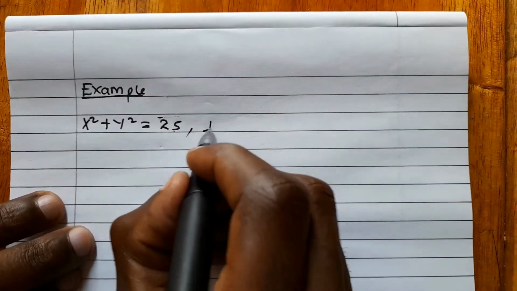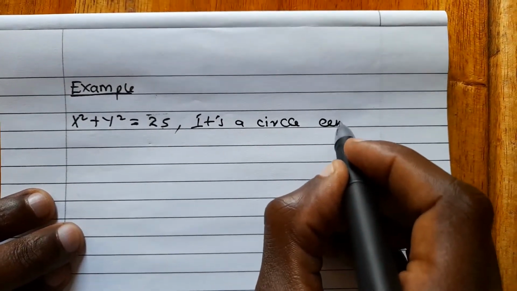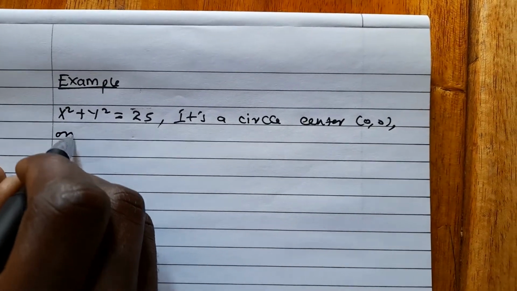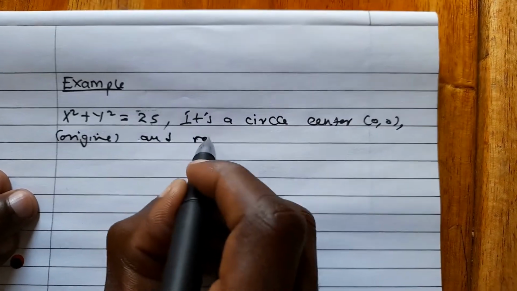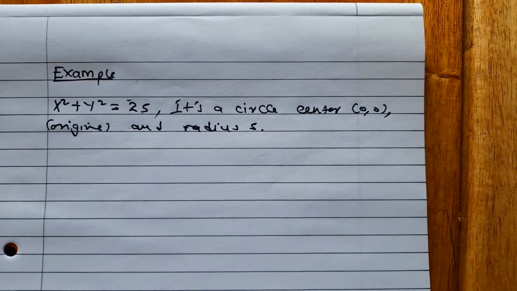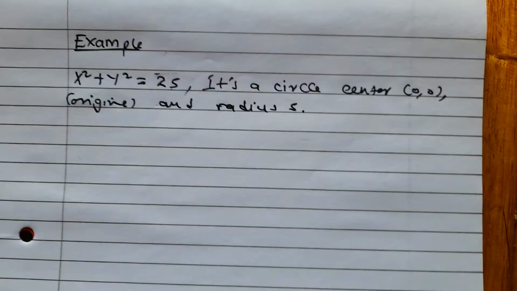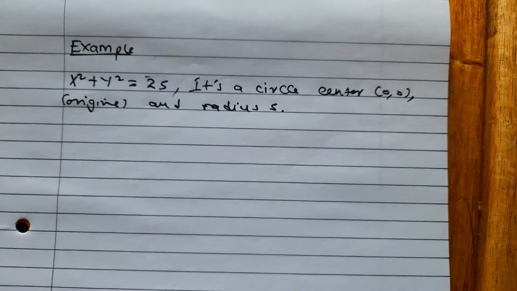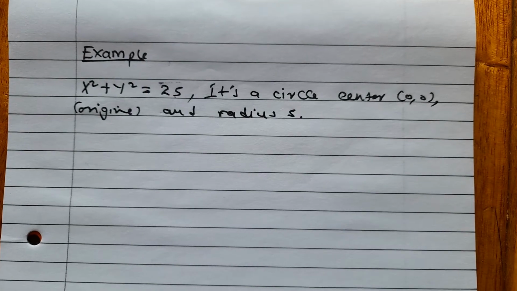So we can say it's a circle with center (0, 0), which is the origin, and radius 5. But that is not our interest. The interest is, is this a function? And automatically the answer is no. Why? Because it's a circle, so obviously it will fail the vertical line test. This is what I'm saying.